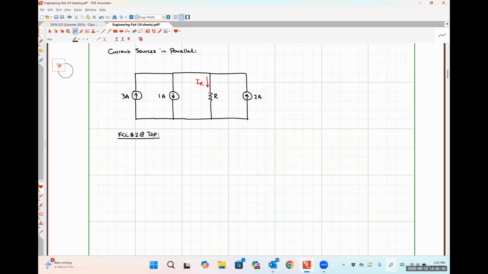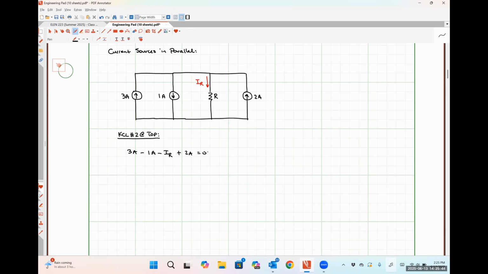So the 3 amps is entering the top node, so I would have 3 amps. The 1 amp source is exiting the top node, so I'll have minus 1 amp. IR is exiting the top node, so I'll have minus IR. And lastly, the 2 amps from the source is entering the top node, so I'll have plus 2 amps, and this will be equal to 0.